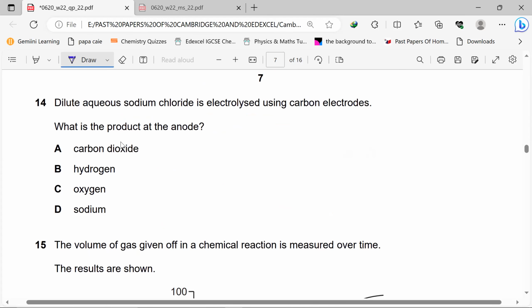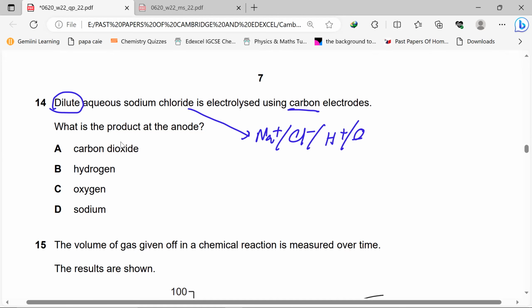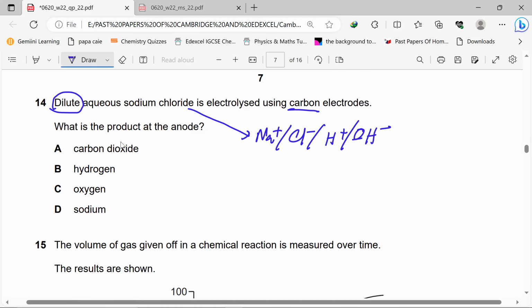Question number 14. Dilute aqueous sodium chloride is electrolyzed using carbon electrodes. So it's carbon inert electrode, and dilute aqueous sodium chloride. What is the product at the anode? We know sodium chloride, since it is in aqueous state, we have sodium ion, chloride ion, hydrogen ion, and hydroxide ion present. So they are asking for the product at the anode. Anode means we know these are cations.